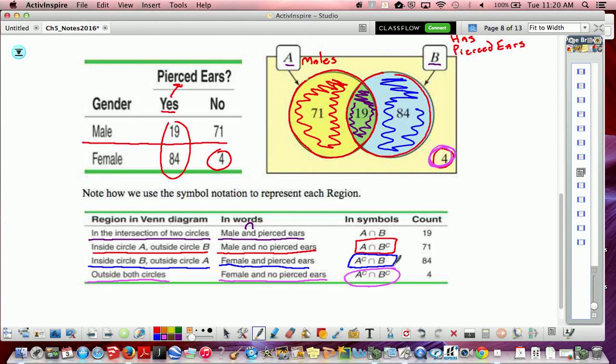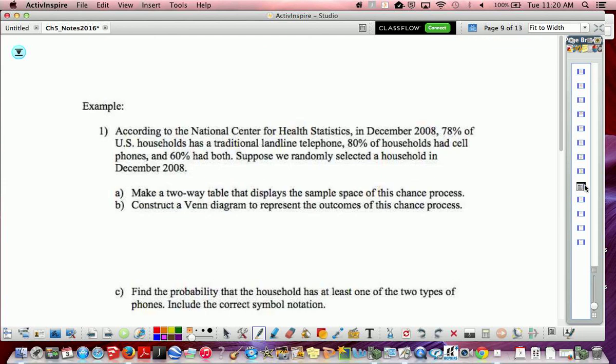All right. You guys ready to do some examples? Woohoo, I'm excited too. Let's take a look at this first example here.